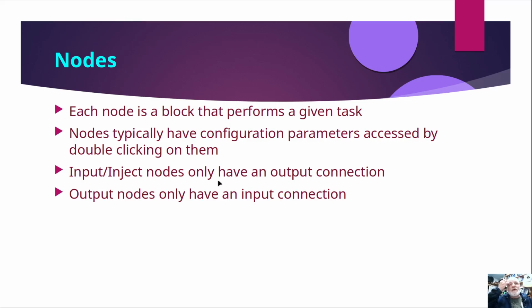Input and inject nodes only have one output connection because they're inputting the data, maybe pulling it in from the network or just from an instruction or display, and then they're outputting it into the next node. So the output is to the nodes within the program. And then the output nodes only have one input, so they're getting input from other nodes, and then they're going to output that to either a debug statement or GPIO pins or to the network or a display.